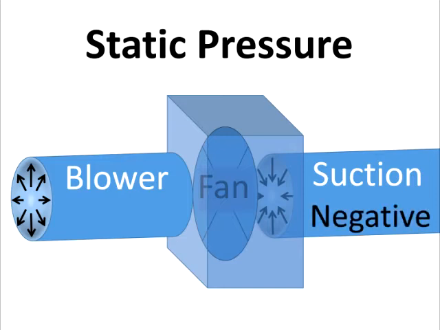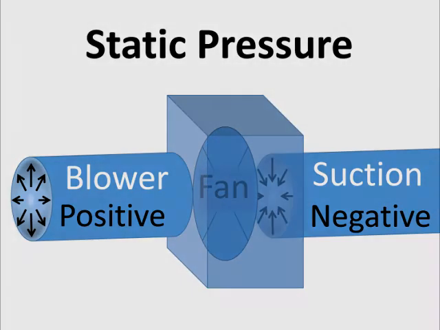If the duct is made of weak material, negative pressure or suction may cause the walls of the duct to collapse inward. On the blower side of the fan, static pressure is positive. If ducts are weak on the blower side, positive pressure may cause the duct walls to bulge outward and burst.